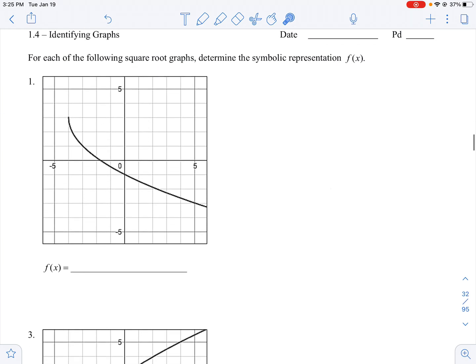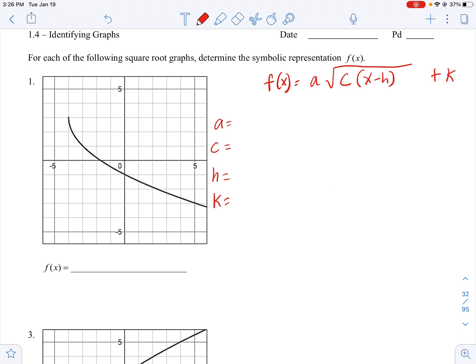For each of the following square root graphs, determine the symbolic representation. First, let's start with how it should look. We have f of x equals a, c, x minus h, and we have plus k on the outside. But of course, before we put all the numbers in, we need to figure out what is our a value, what's our c, what is our h, and what is our k. I think the easiest one to get is the c value, right? Because it's just where the graph is traveling.